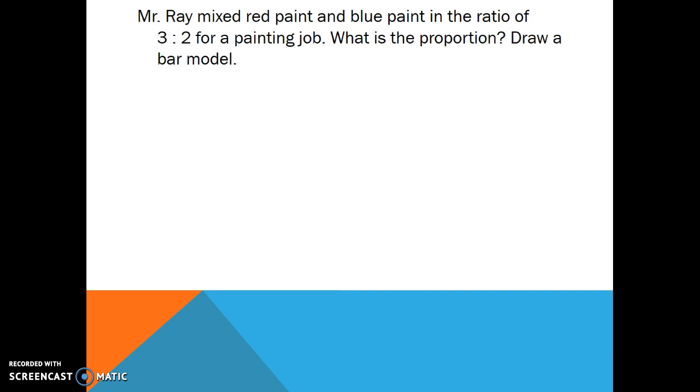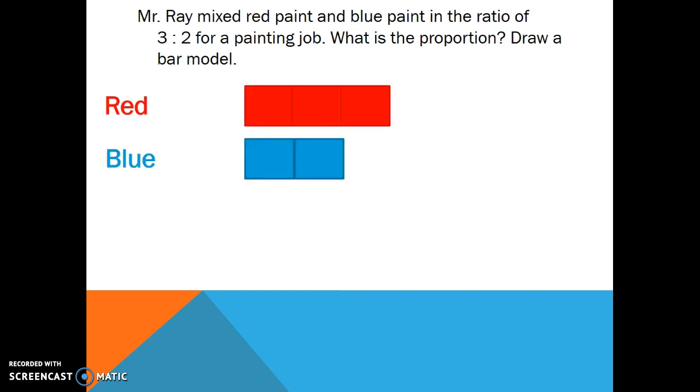First of all, what's the proportion? Just go ahead and answer that question out loud. Obviously, it's going to be 3 to 2, right? Okay, I hope you guessed that. So go ahead and pause the video and draw your bar graph, and then solve with the unitary method and come back and check your work. All right, hopefully you drew a bar graph like this where red paint has 3 units and blue paint has 2 units.